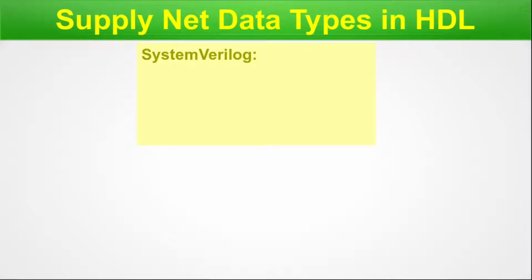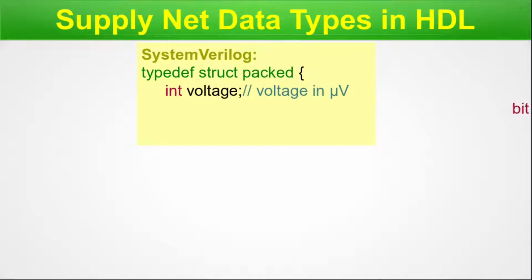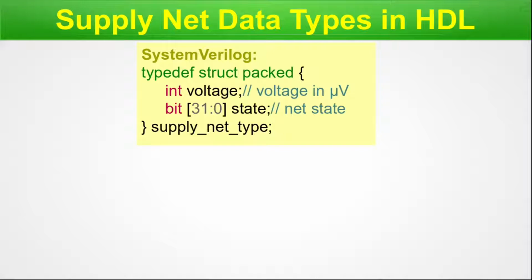So we begin with SystemVerilog. Typedef struct packed, then we have int voltage and bit state, and then we close it. It has the name supply_net_type. So it's a data structure that we know well. It is well known to us, and the struct keyword is used for defining a structure. So here it is for SystemVerilog.